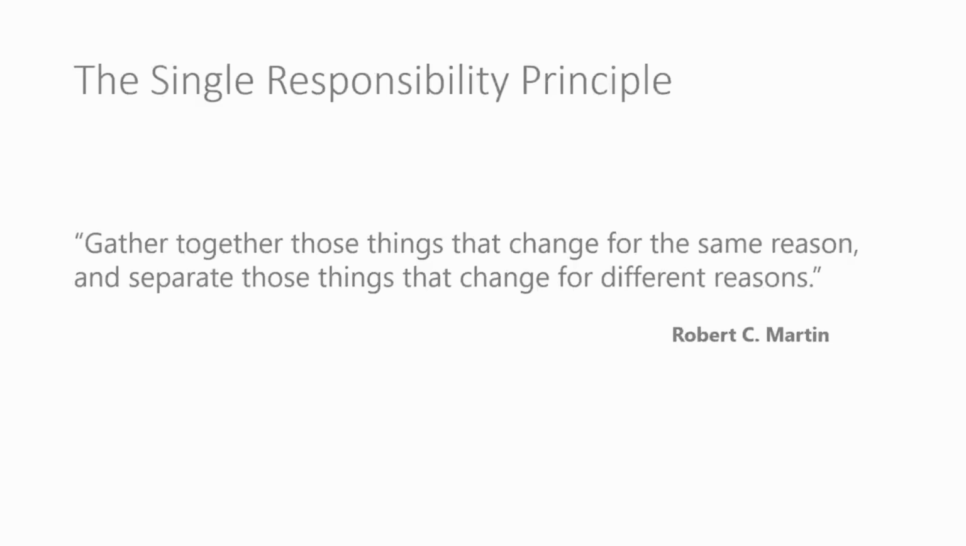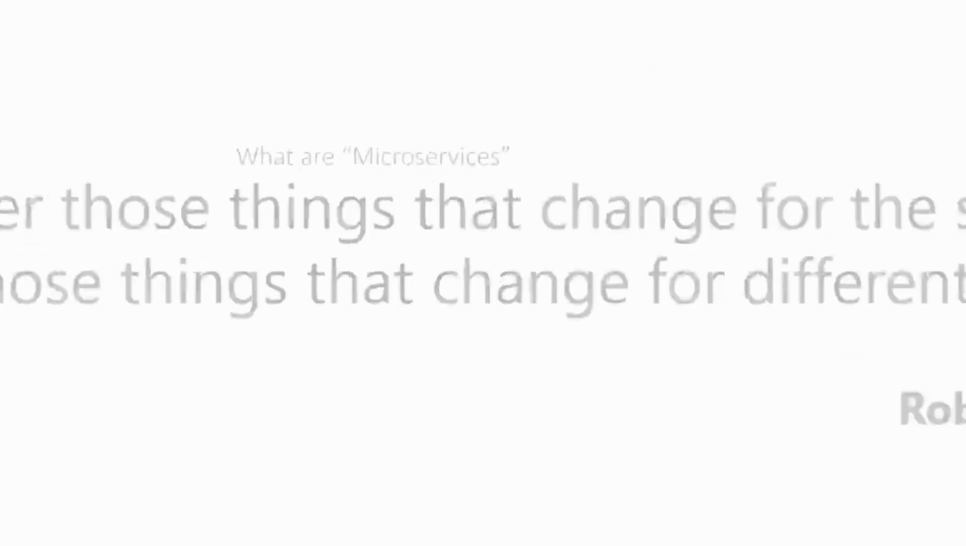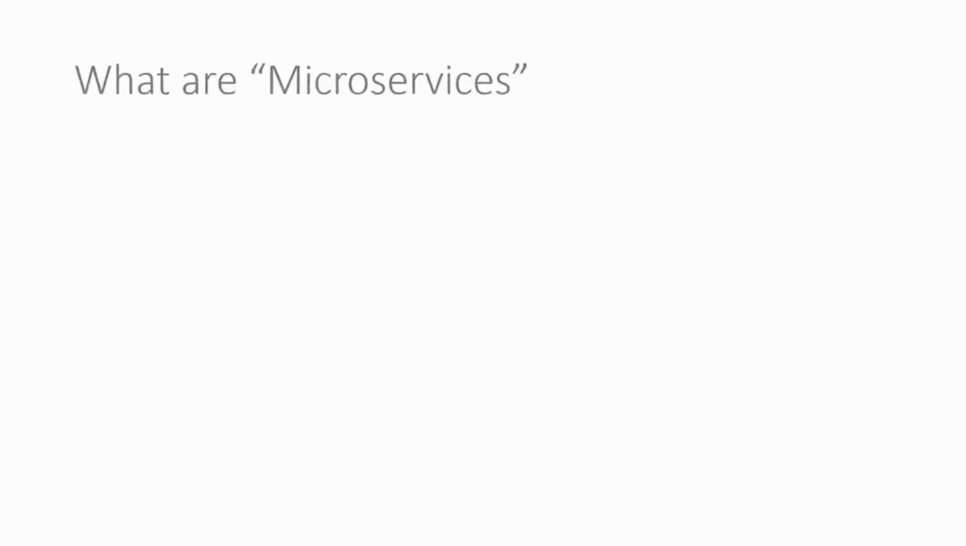So let's look at this idea of a single responsibility principle, which was coined by this chap, Robert C. Martin. And what he's saying is, gather together those things that change for the same reason and separate out those things that change for different reasons. So what did he mean by that? Or what do we mean by that? Well, that really is a nice way to kind of, at a high level, think about microservices.